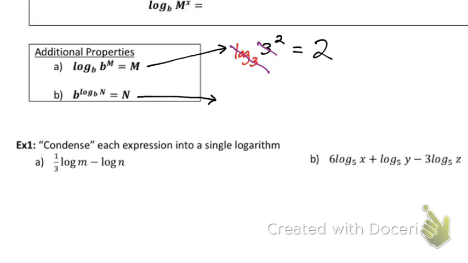The same thing happens with this one. Let's say we have a base 9 exponent. We have log base 9 of 4. Base 9 exponent undoes log base 9 logarithmic function. So that 9 and that log base 9 are going to cancel out because they're inverses of each other, and we're just left with 4.